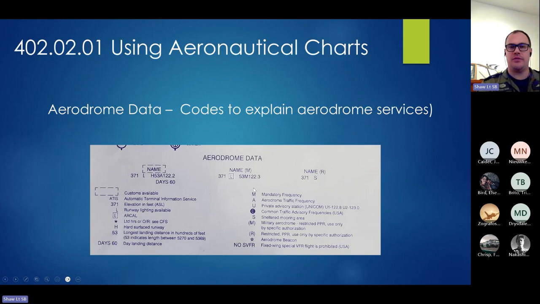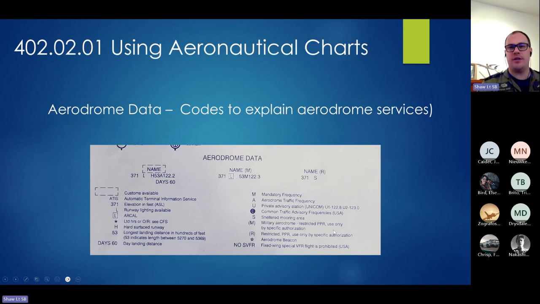M means mandatory frequency. On the middle example there, you can see where it says M122.3. So the mandatory frequency you've got to be talking to people on is 122.3. A is aerodrome traffic frequency, so it's a little bit less strict. U is a private advisory, so it's Unicom.